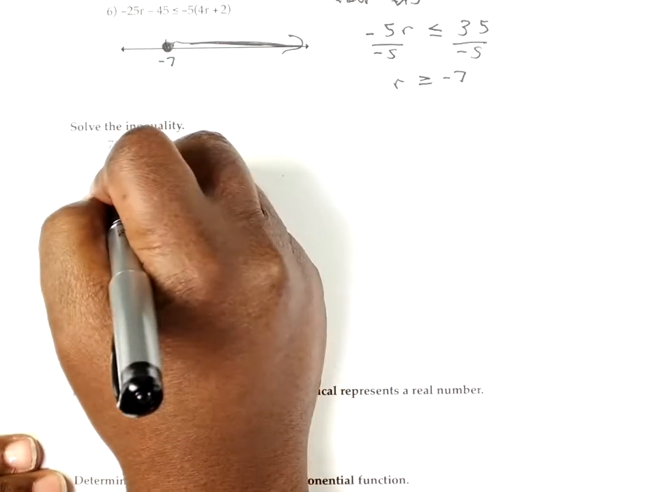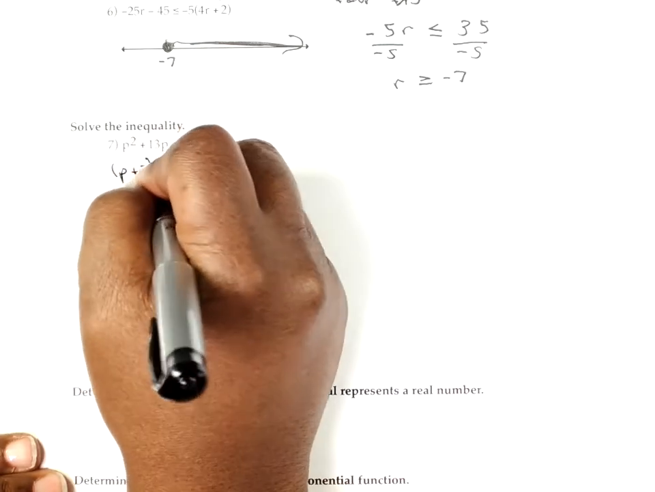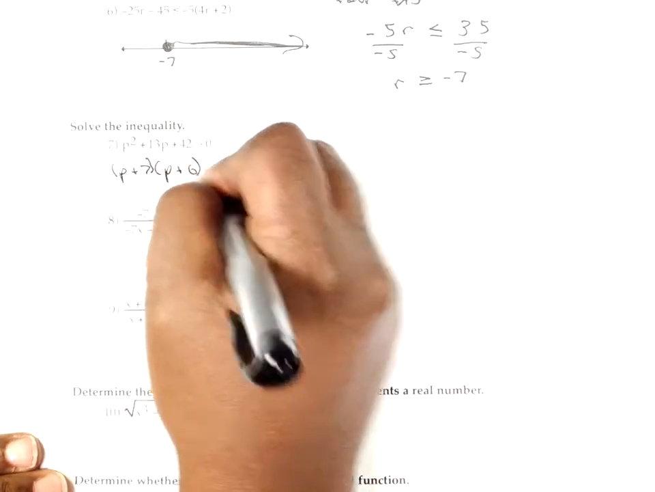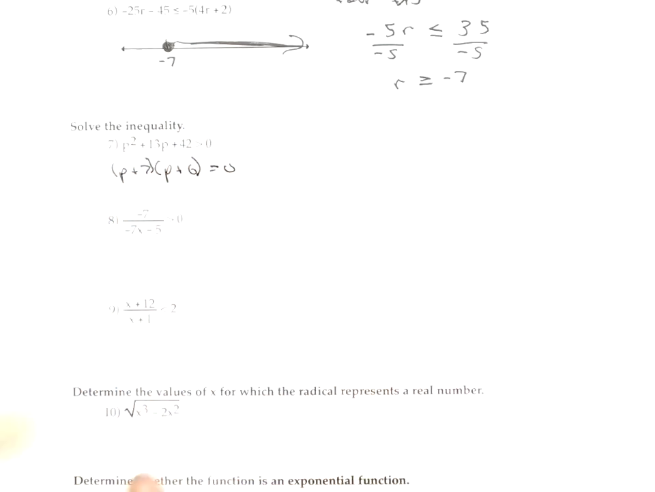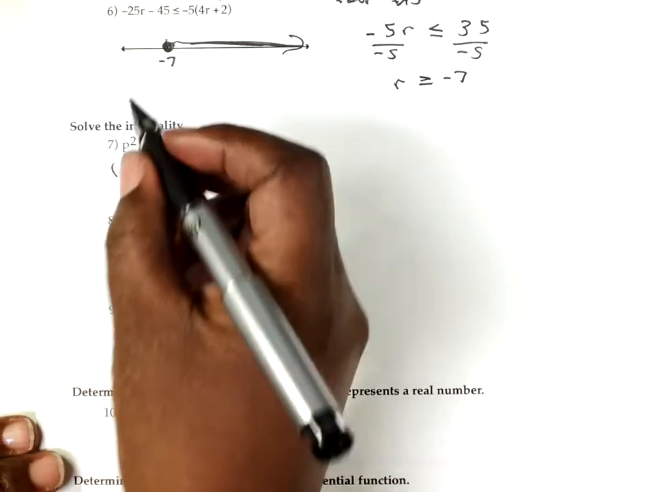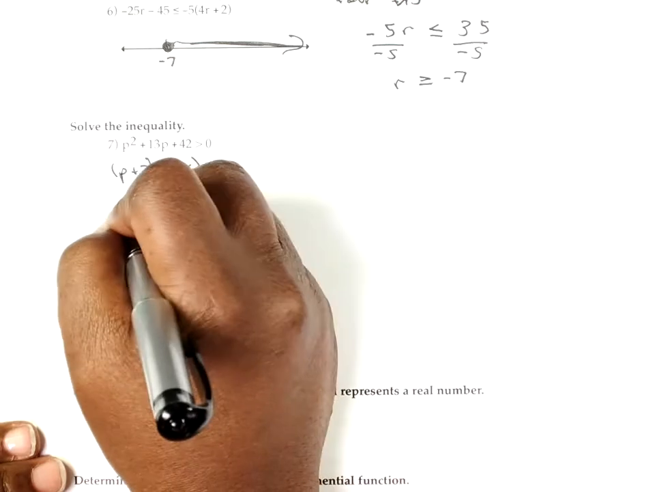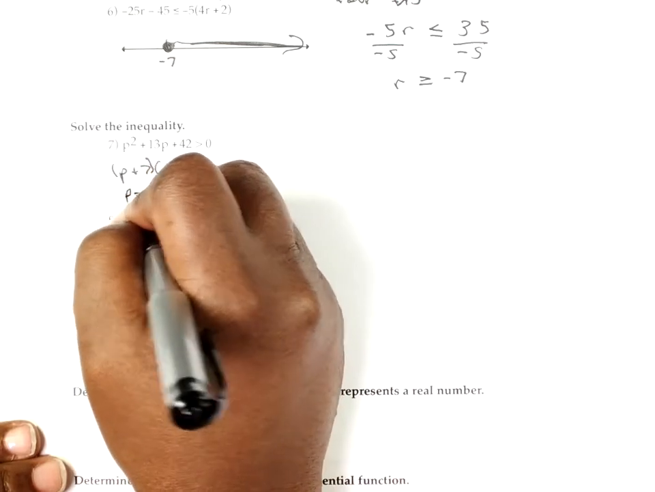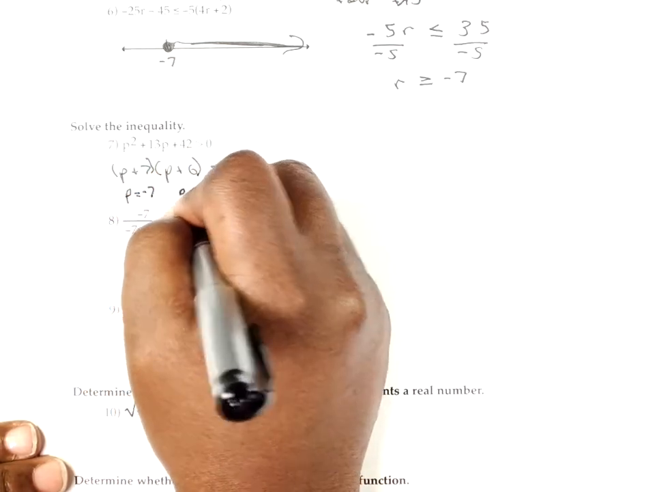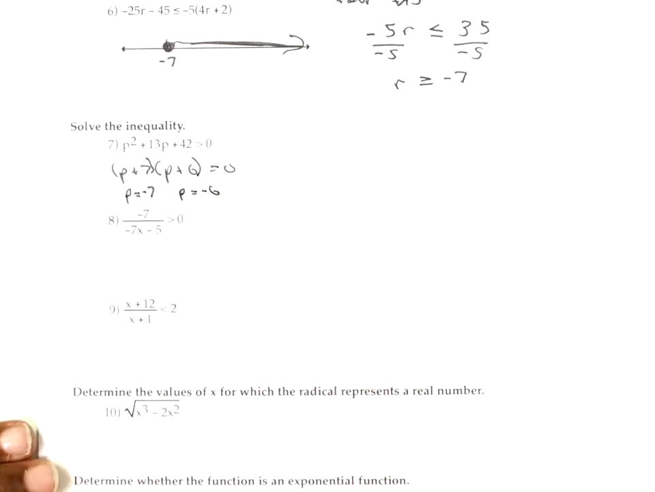So I'm just going to factor p plus 7 times p plus 6. And we just treat it like equals 0. And then at the end, we'll go back and deal with the inequality part. So this first one, when you set it equal to 0, I get p is negative 7. And the second one, when you set that equal to 0, I get p is equal to a negative 6.